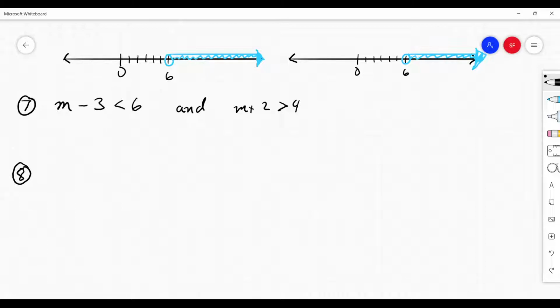Then number 8 is going to be negative 4 is less than 2t minus 6 is less than 8.